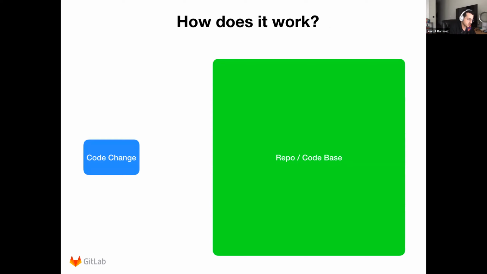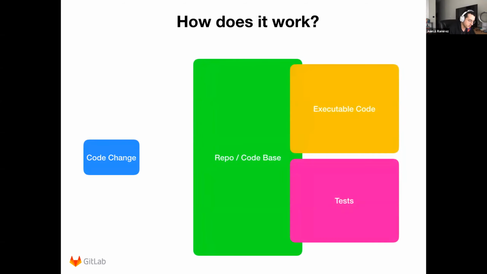A developer is going to try to push a code change to the main repo or code base, right? When you have a repo and a code base, you basically have two pieces: the executable code and the tests. And this is kind of a one-to-one relationship. Usually you have one file of executable code, and then a corresponding file of tests.